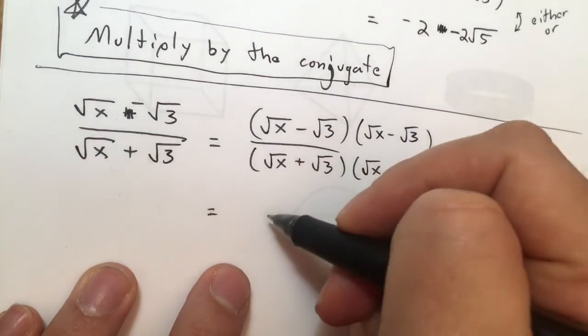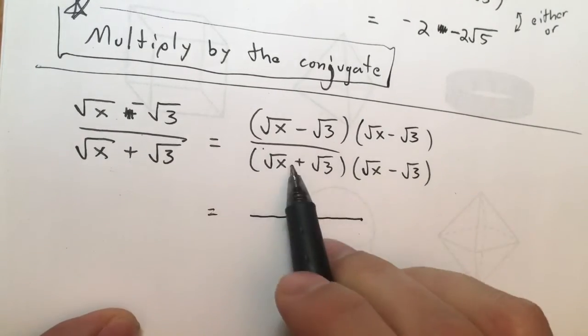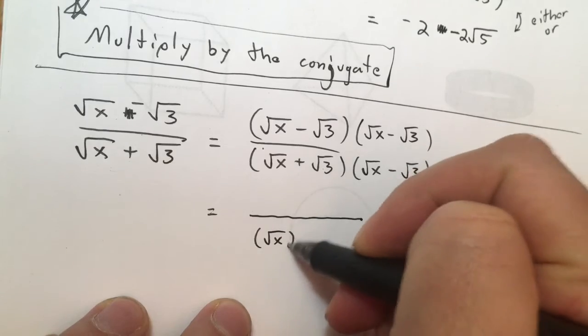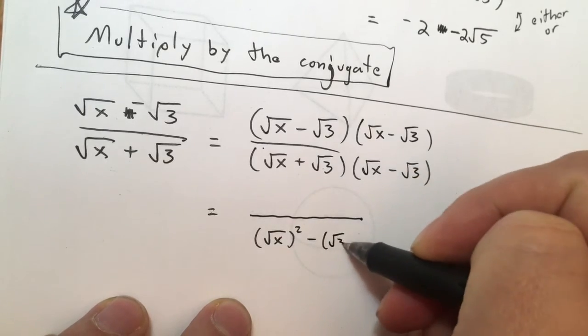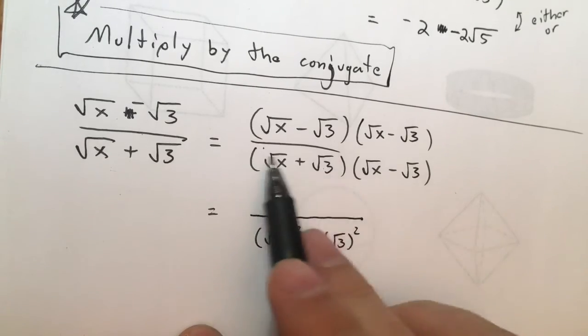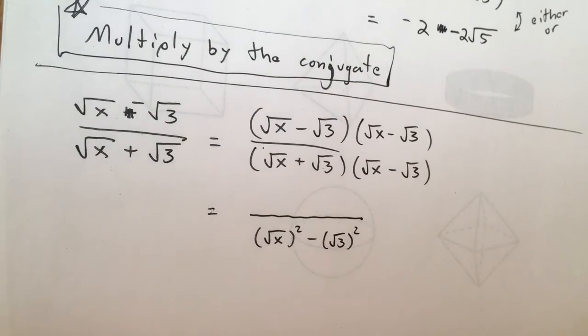Well, in the denominator, we know what we get. Remember, a plus b times a minus b is a squared minus b squared. You could multiply this all out and simplify, you'll see you get this. But we know that that's that from the formula.